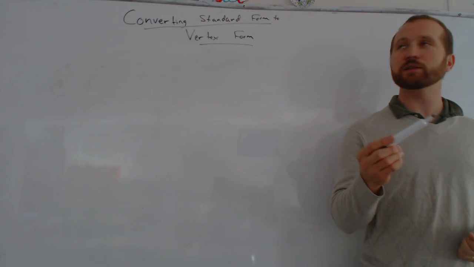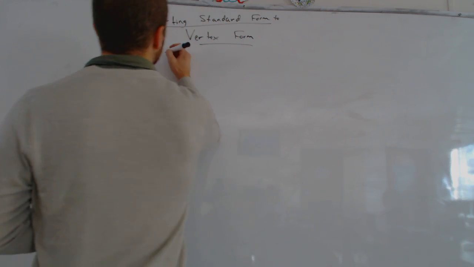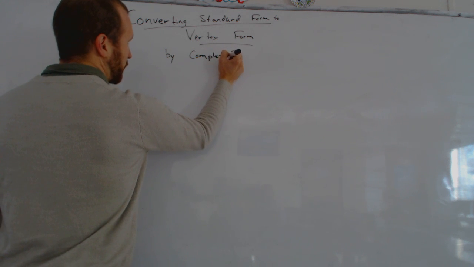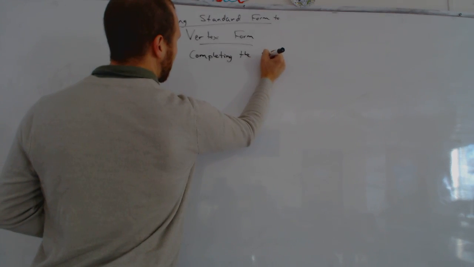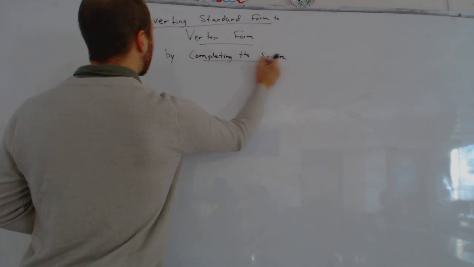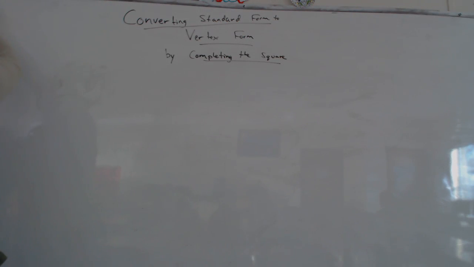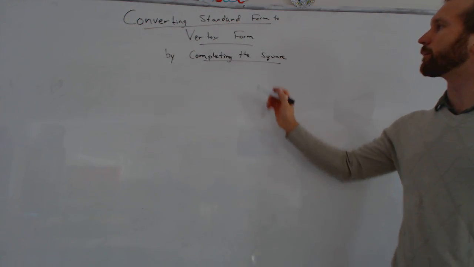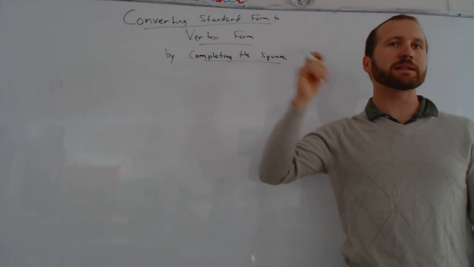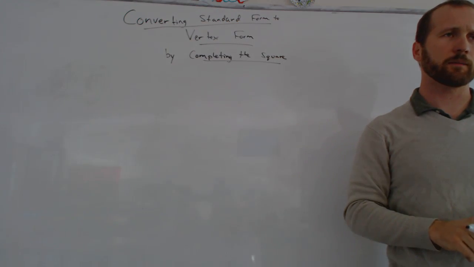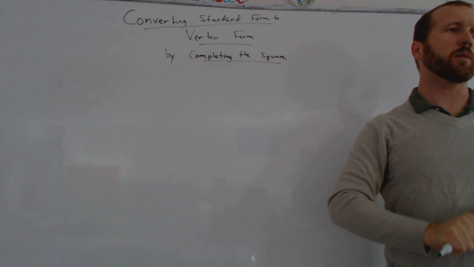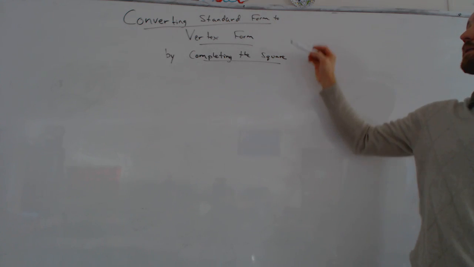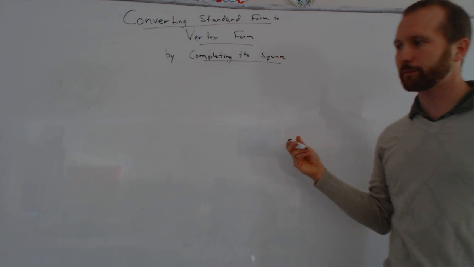So we're going to do this by using something called completing the square. But we haven't actually learned completing the square yet. So I'm using this as a way to teach you guys completing the square. And then we're going to look at why else completing the square is useful, because it's useful for more than just converting standard form to vertex form.